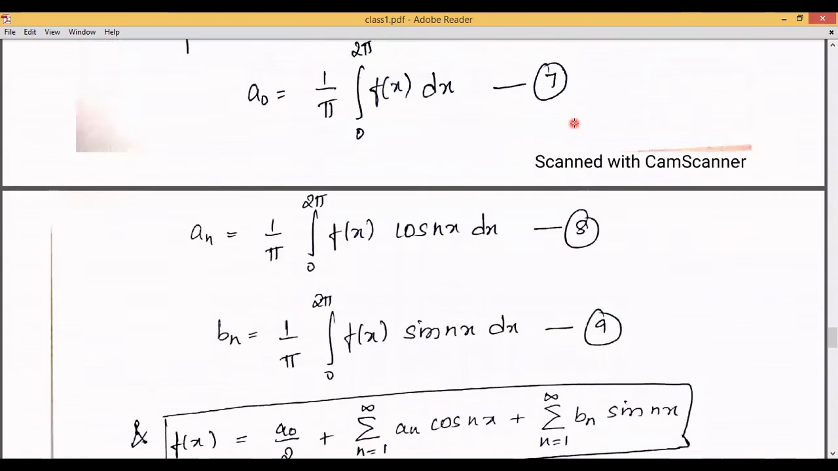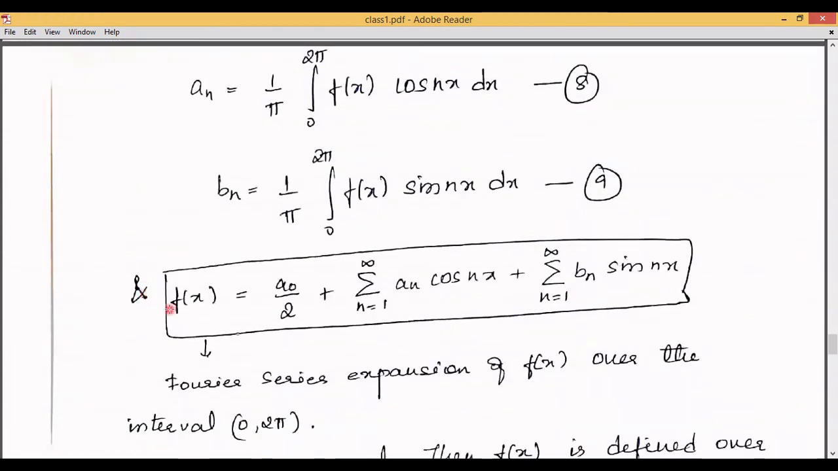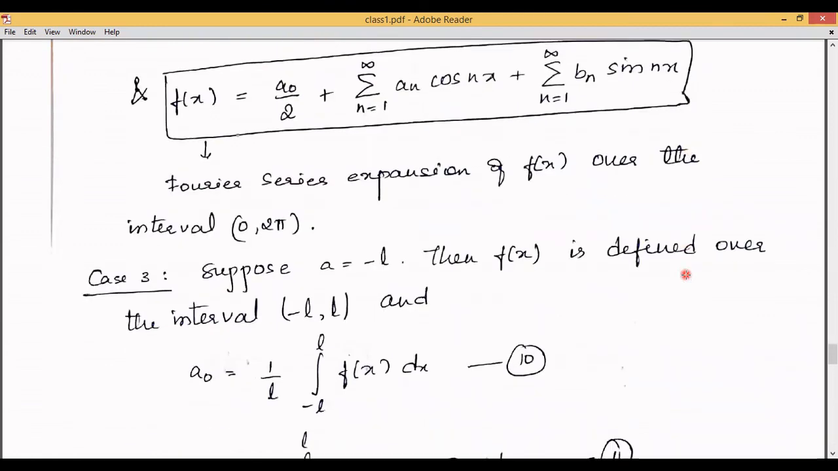And again, when you change both a and l, your Fourier expansion also will change. f of x is equal to a naught by 2 plus summation n equal to 1 to infinity an cos n pi x by l, which becomes cos nx because l is pi, plus summation n equal to 1 to infinity bn sin n pi x by l, which will be just sin nx because pi and pi get cancelled. And this is the Fourier series expansion of f of x over the interval 0 to 2 pi. So this is all about the second case.